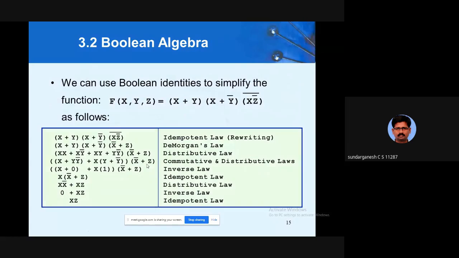So we have covered all the laws here. Here there is an equation. We are using the 10 laws we have seen earlier and we are simplifying this. So the equation is very big: x plus y into x plus y bar, the x z bar whole complement.